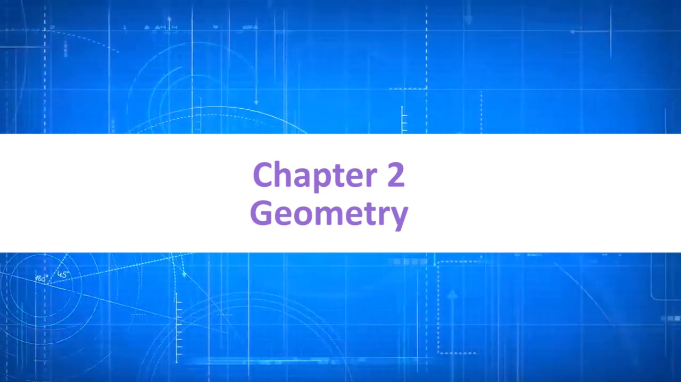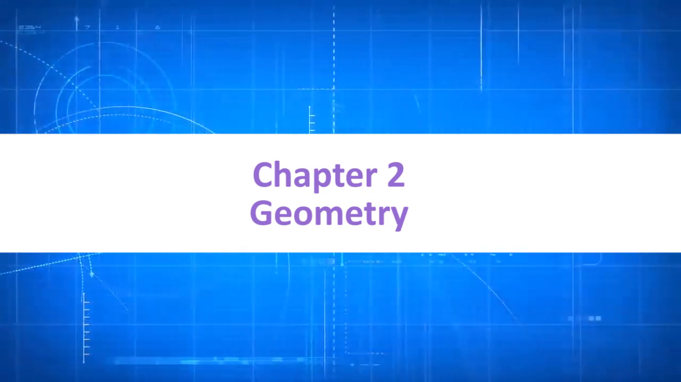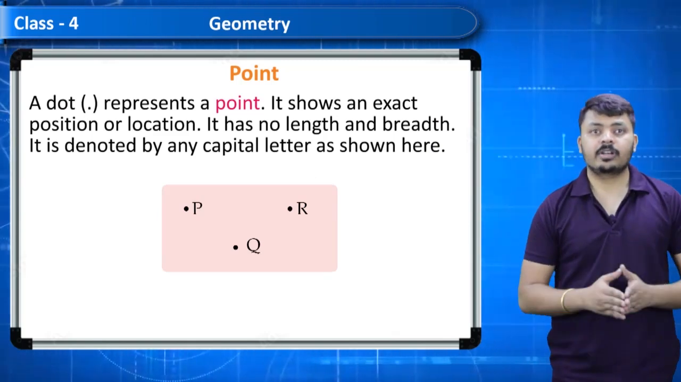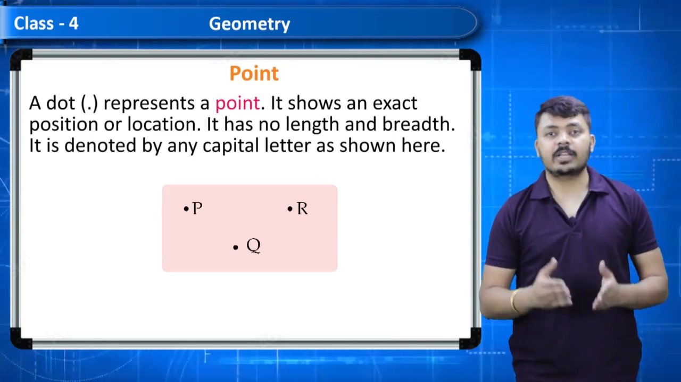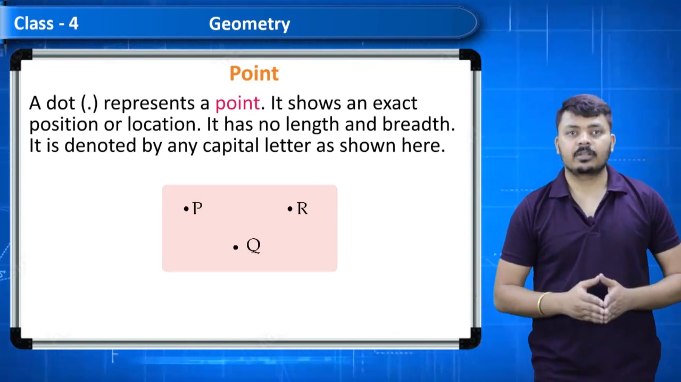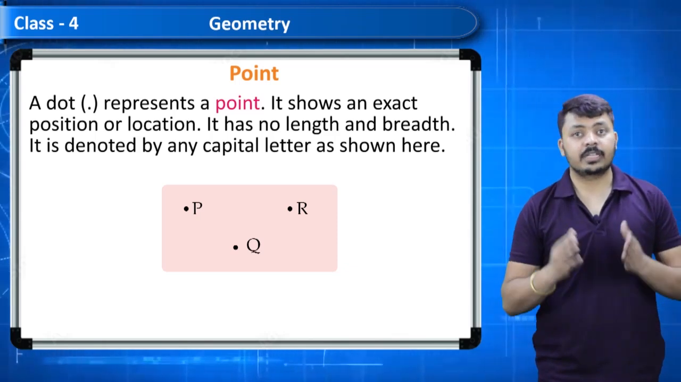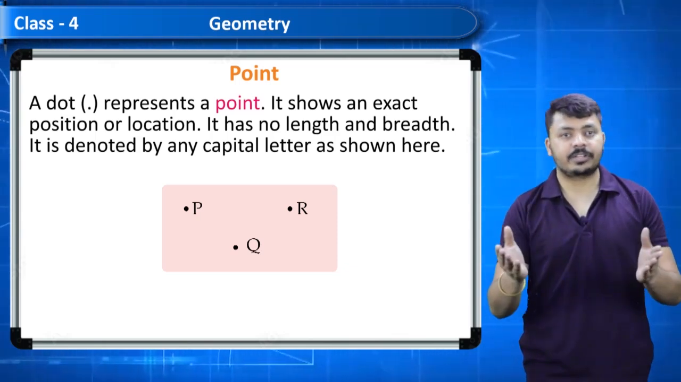Chapter 2 Geometry. Point. A dot represents a point. It shows an exact position or location. It has no length and breadth. It is denoted by any capital letter as shown here.